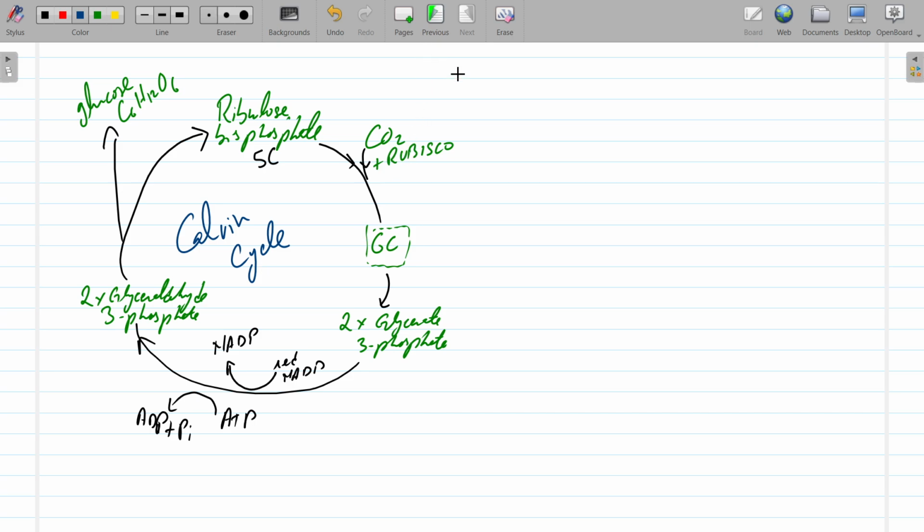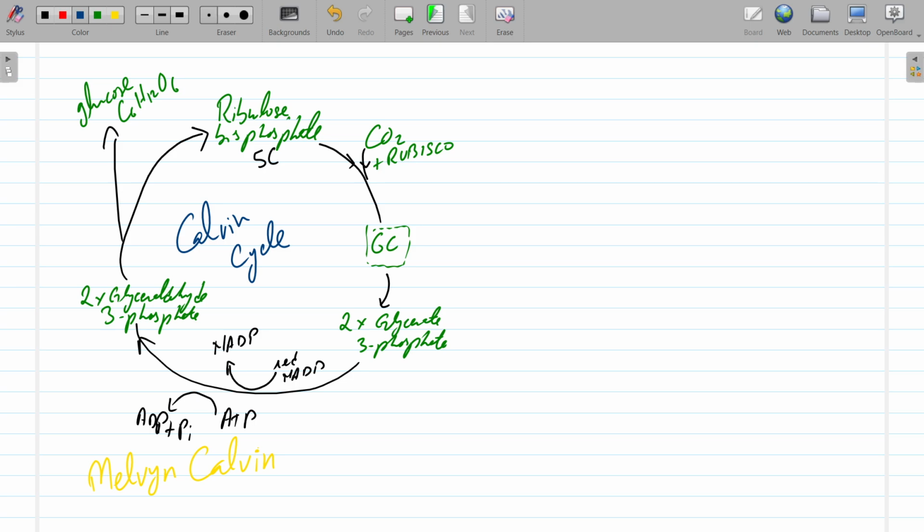And the name of the scientist after whom the cycle is named is pretty cool, right? His name was Melvin Calvin. It's a cool name. Okay.